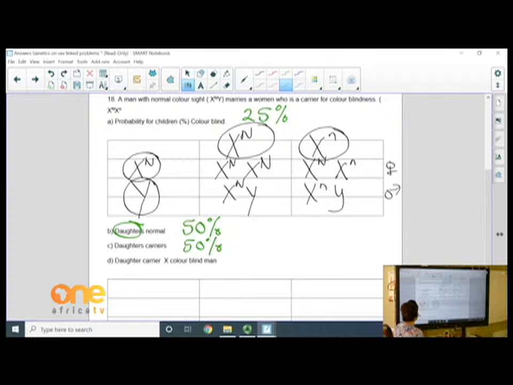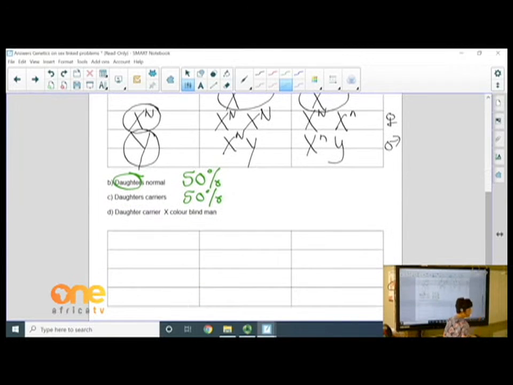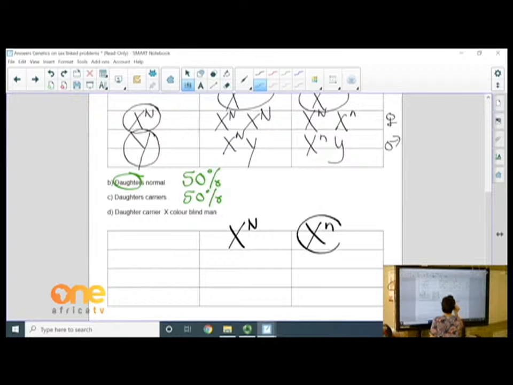What if a daughter marries a colorblind man? And I just want to make sure she is a carrier. So the daughter who is a carrier marries a colorblind man. Now we have exactly the same scenario. We have the daughter who is a carrier. Please remember these are gametes, and circle them. She marries a colorblind man, so small n and a Y.